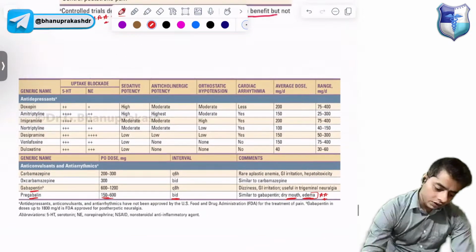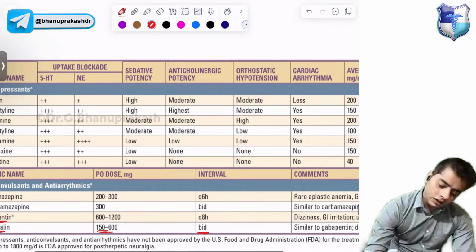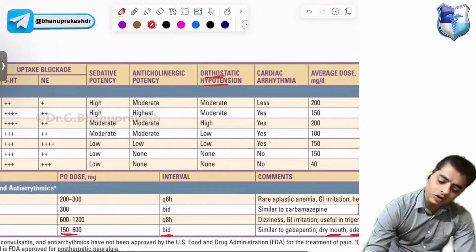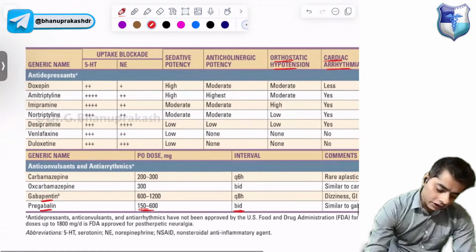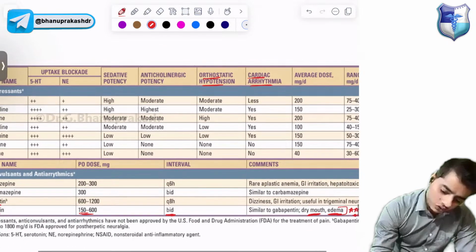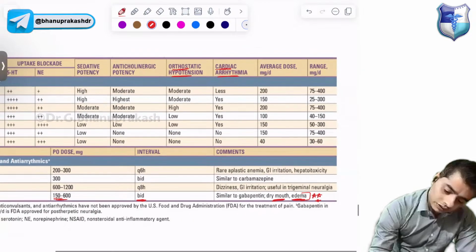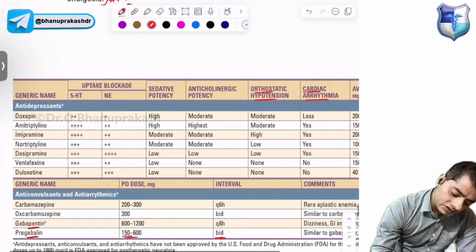Okay, TCA antidepressants all have a side effect of orthostatic hypotension, and they also increase the risk of cardiac arrhythmia. In this, the one which is most important and which you should always remember is amitriptyline.